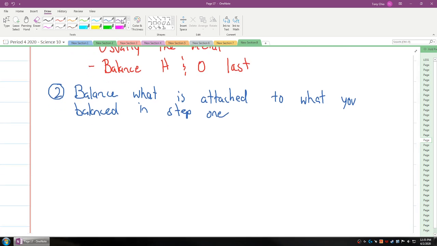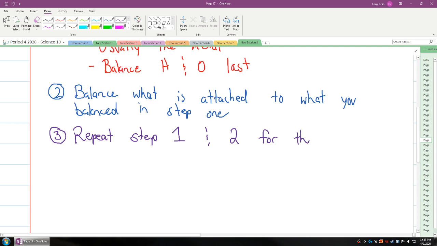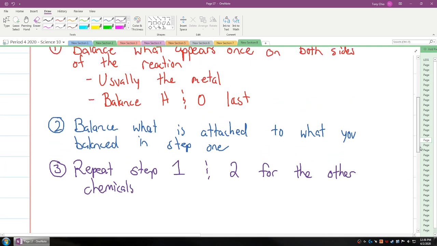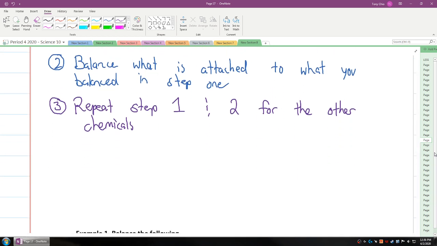Okay. Now here's step 3, the best step of them all. Repeat steps 1 and 2 for the other chemicals you haven't balanced yet. So you want to make sure that you are basically doing this back and forth, step 1, step 2, step 1, step 2, until you balance everything. And always remember that you always want to make sure you keep hydrogen and oxygen last to balance.